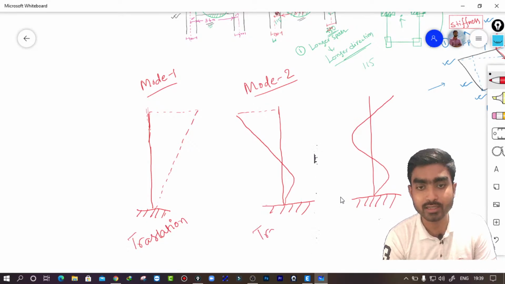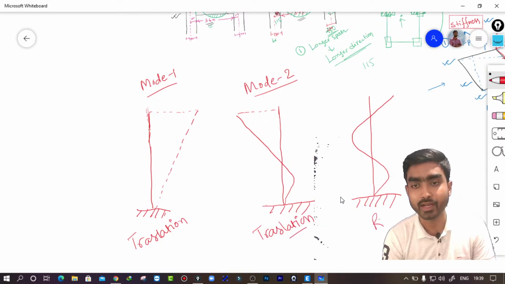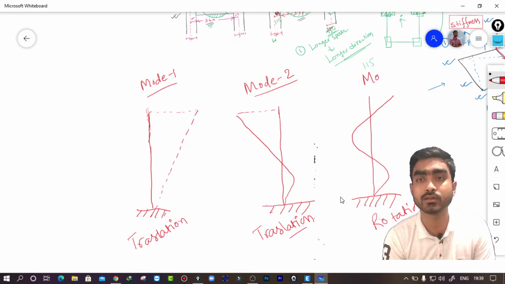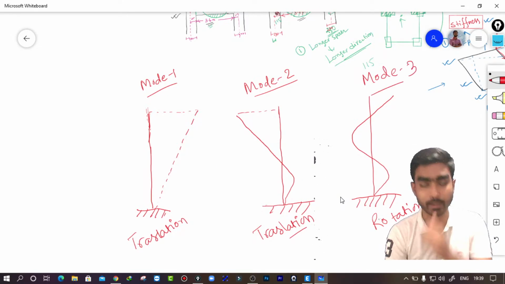This is also translation, maybe partially. And here we are getting rotation in the structure in this mode. Mode shapes means the deformed shapes. Okay, deformed shapes under free vibration. So this is my mode 3.